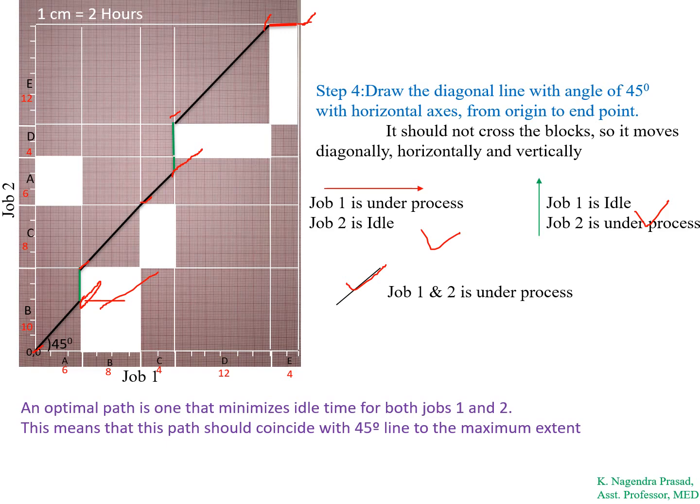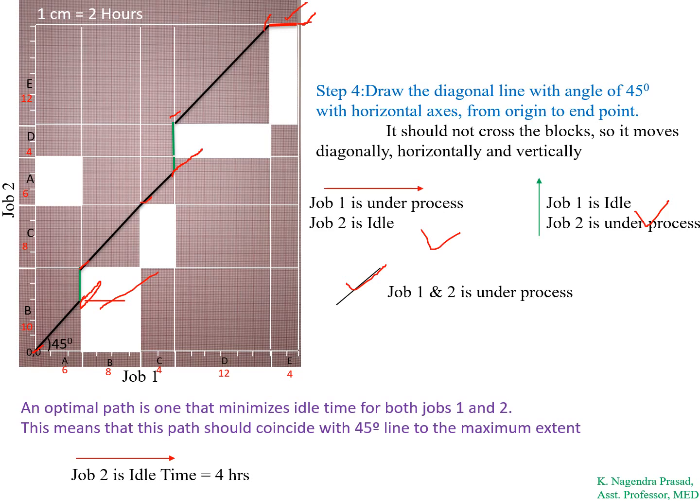Next we have to observe the length of the horizontal line and the vertical line. Here the horizontal line, only at this point, has 2 centimeters, which means 1 centimeter equals 2 hours. So total 4 hours. So here the horizontal line represents job 2 is idle. So the idle time of job 2 is 4 hours.